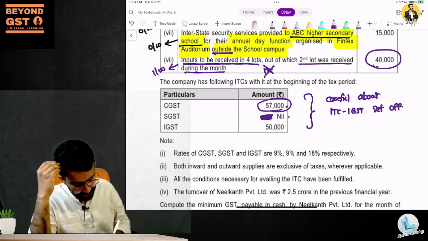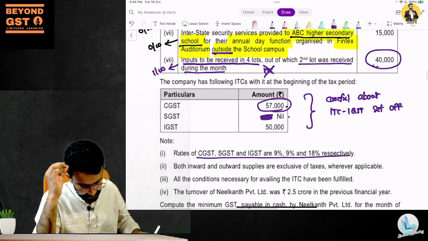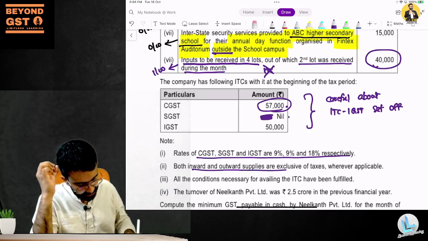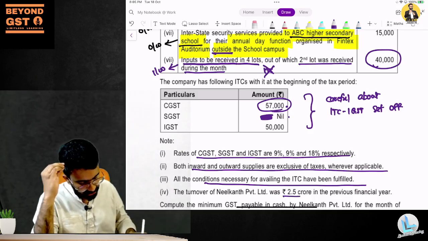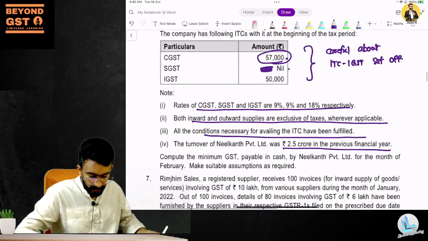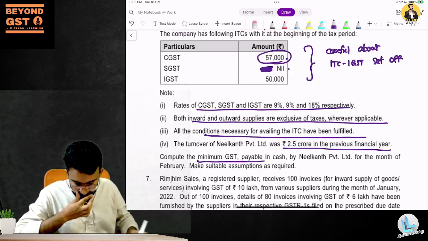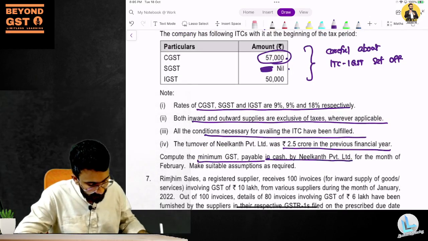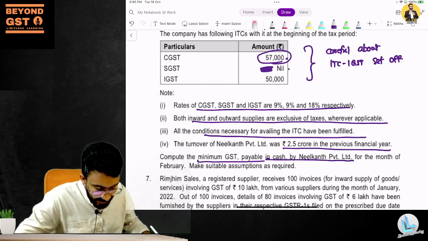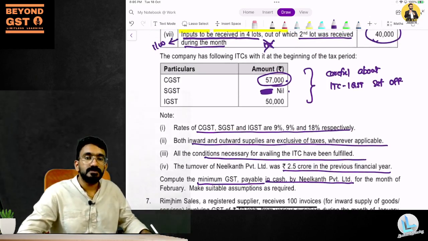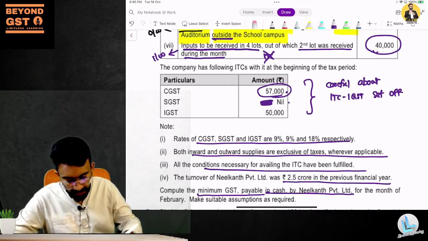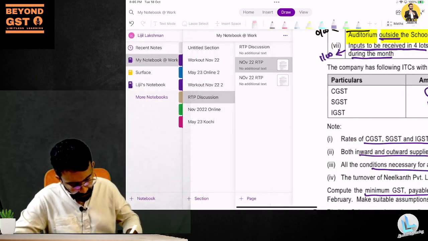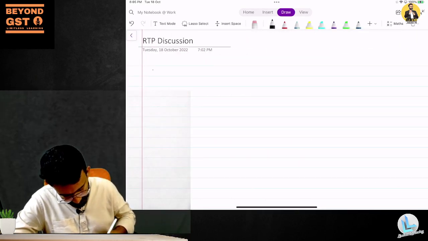Then rates of CGST, SGST, IGST are 9%, 9%, 18% respectively. Both inward and outward supplies are exclusive of taxes wherever applicable. All conditions necessary for availing ITC have been fulfilled. Turnover of Nilakant was 2.5 crores in the preceding financial year, so they're not eligible for the compensation levy scheme. You're supposed to compute the minimum GST payable in cash by Nilakant Private Limited for the month of February. Make suitable assumptions as required. Shall we compute? Okay, perfect. So take your notes. Let's go ahead and do the computation. So, answer to question 7.